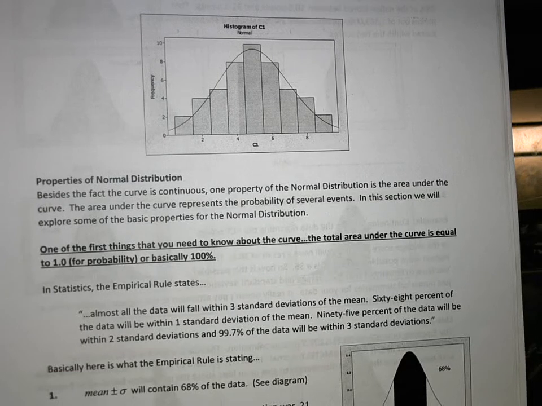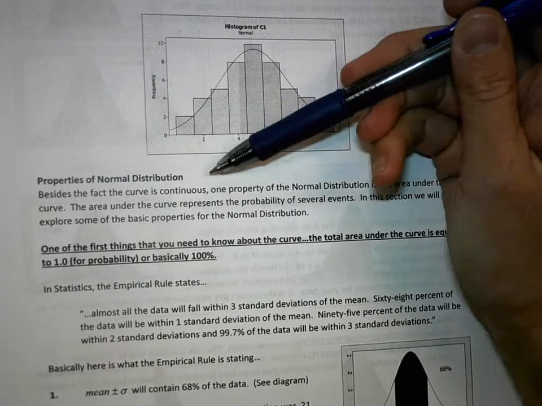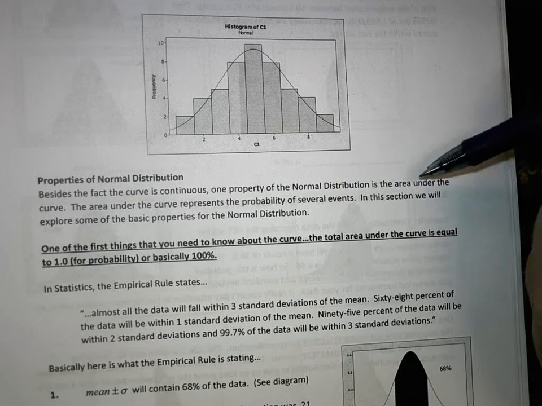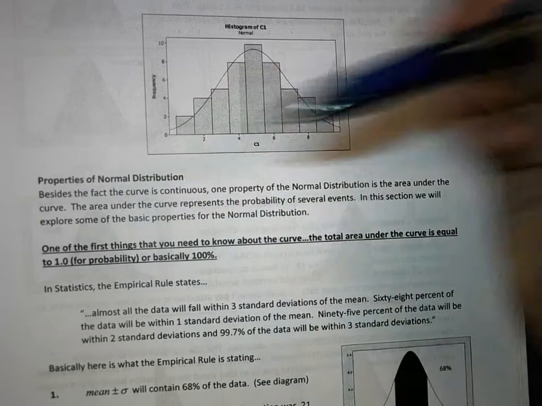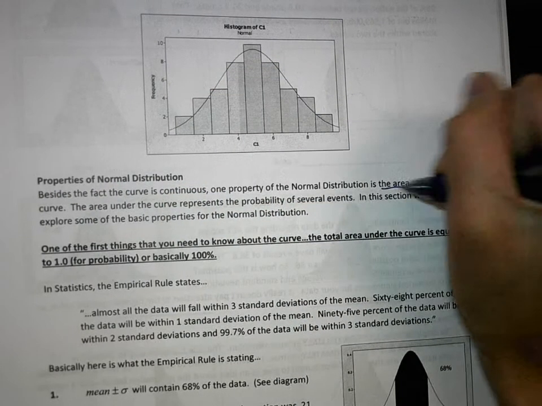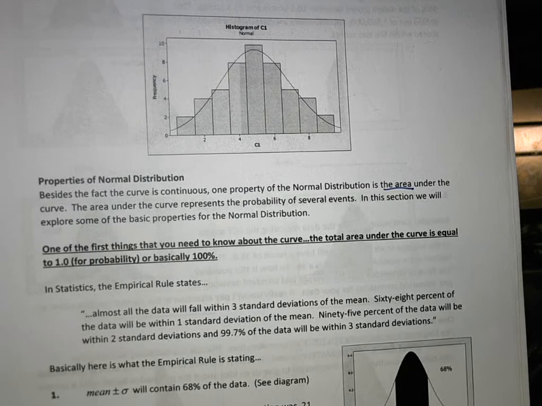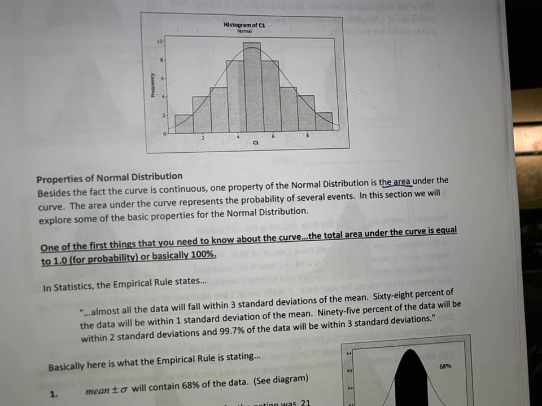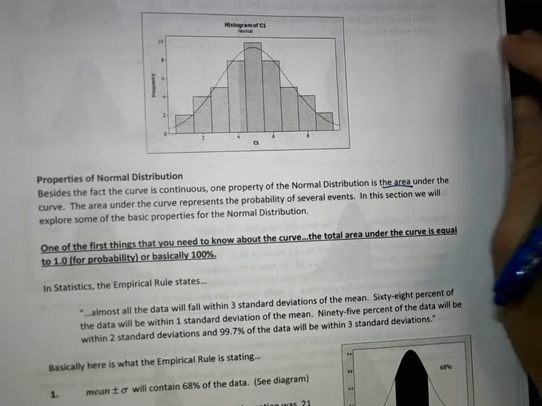Okay. Besides the fact that the curve is continuous, one property of normal distribution is that the area under the curve represents the probability of several events. In this section, we're going to explore some of the basic properties for normal distribution.